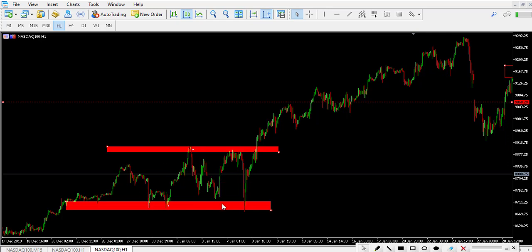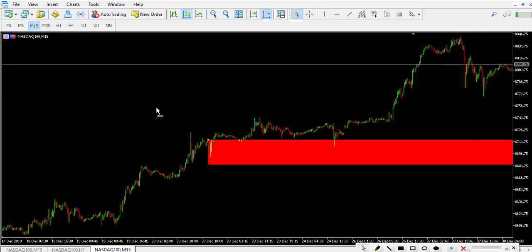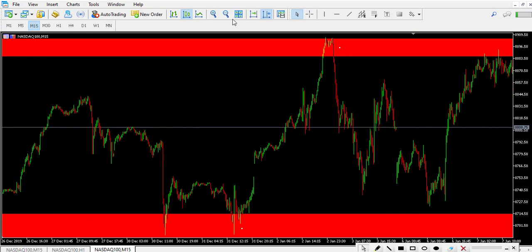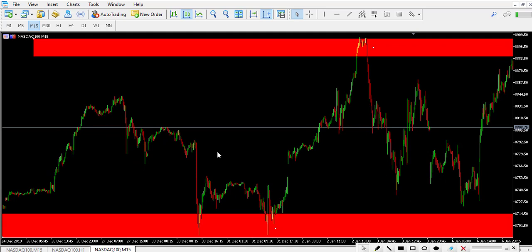Okay, what I can perhaps teach you about the range, first of all, draw your zones like that, and then go to a lower time frame. Okay, when you go to a lower time frame, like if you go to 15 minutes, you'll see those zones. Now when you do that, you can be able to trade.